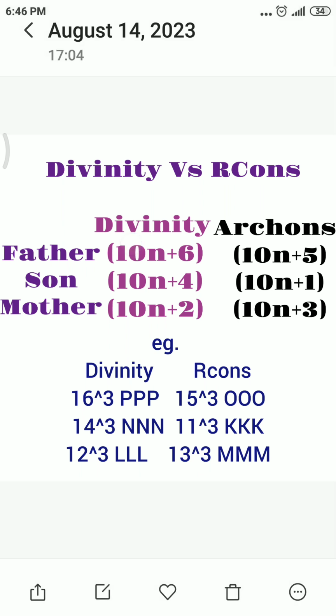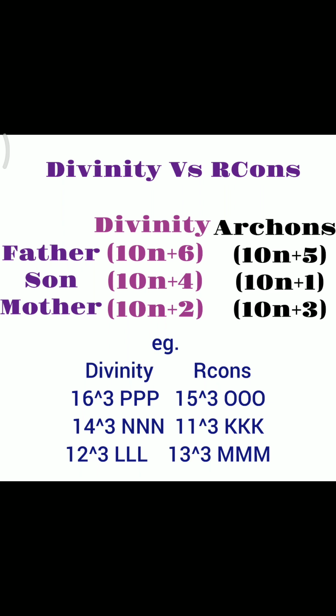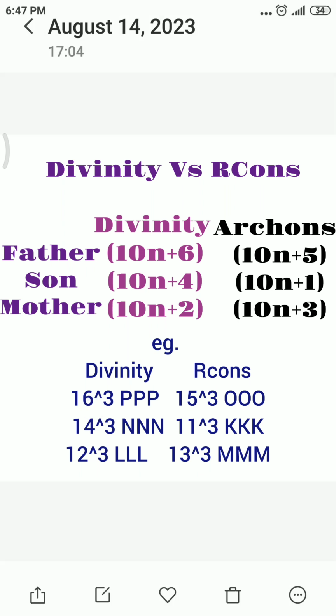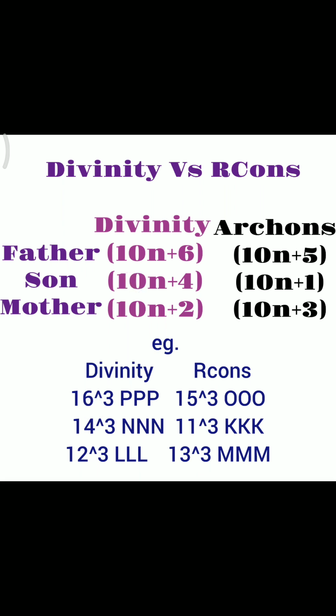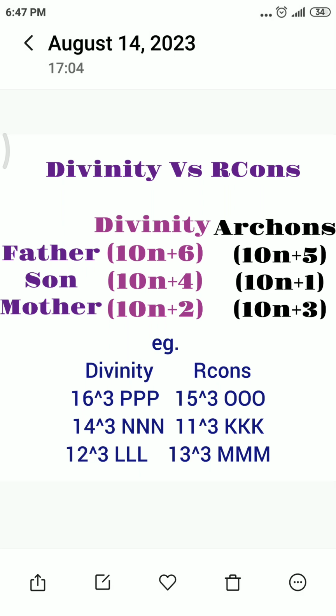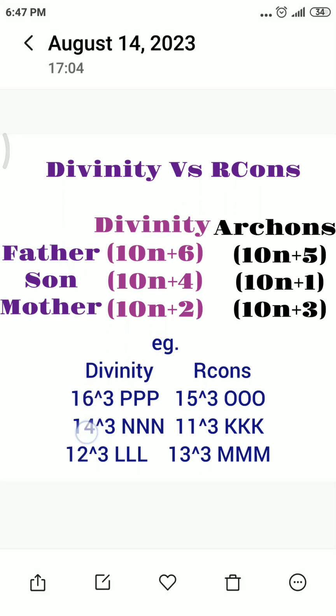This is the divinity. For example, if you take n as 1, then the father will be 16, the son will be 14, the mother will be 12. This is where basically Sirius, and the next sun, the galactic sun, Sirius, and this is the divine man, kind of the son of man.